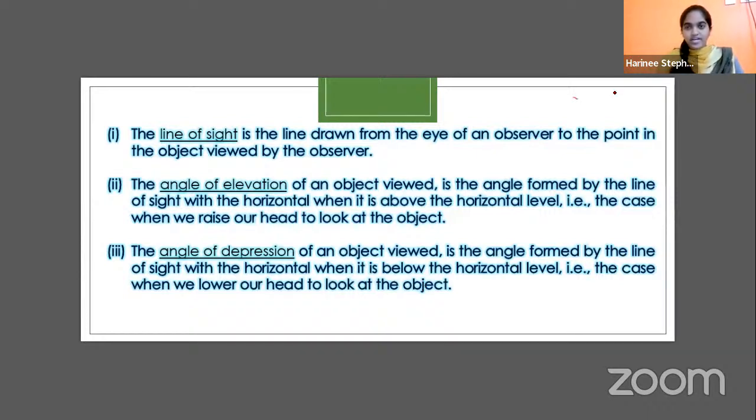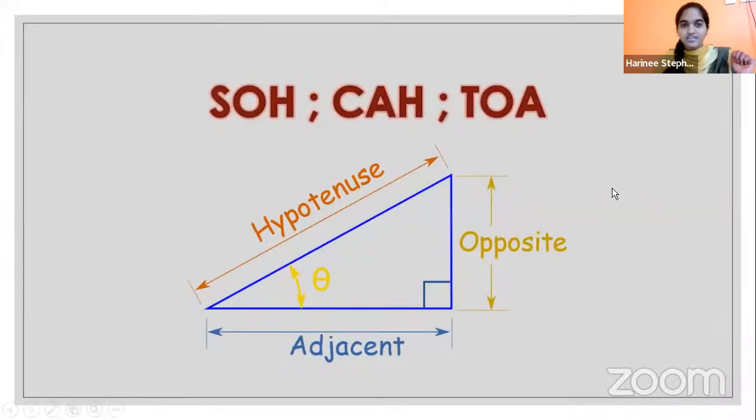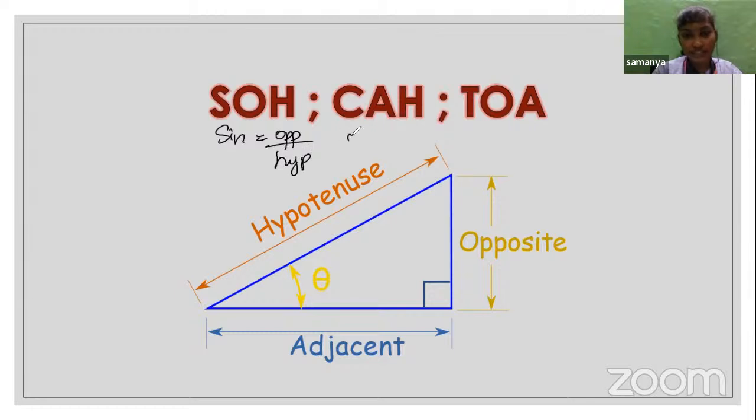Okay, let's move forward. Two of the basic things that you need to know from your previous chapter, Introduction to Trigonometry. One is, can anyone expand SOHCAHTOA quickly? Any idea what SOHCAHTOA is? Yes, ma'am, what is it? Sine is equal to opposite by hypotenuse. Very good. Cos is equal to adjacent by hypotenuse, and tan is equal to opposite by adjacent. Very good.